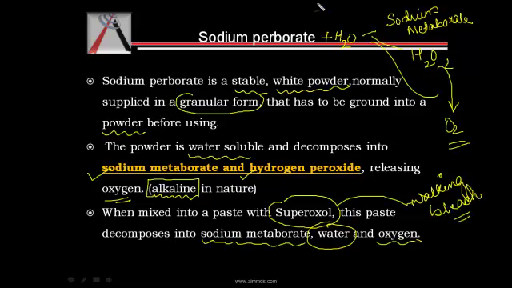Now see the difference here. When sodium perborate was mixed with water, it had released sodium metaborate, H2O2 and oxygen, while when sodium perborate was mixed with H2O2, it is no more releasing H2O2 but rather it is releasing H2O. So herein it releases sodium metaborate, water and oxygen. So important point to be noted and the source of MCQ.